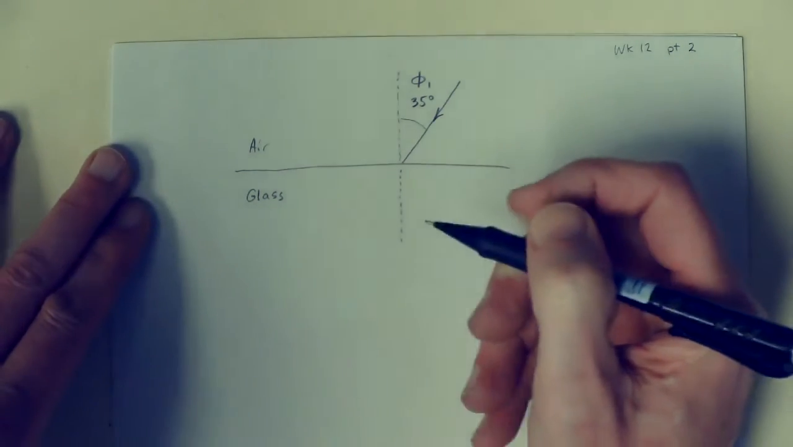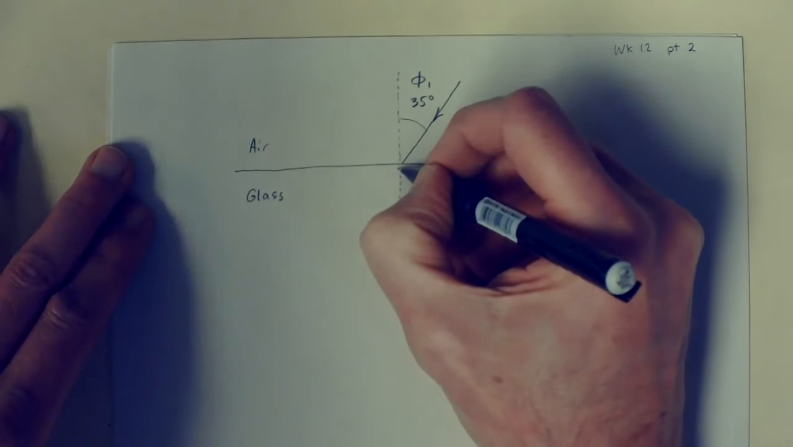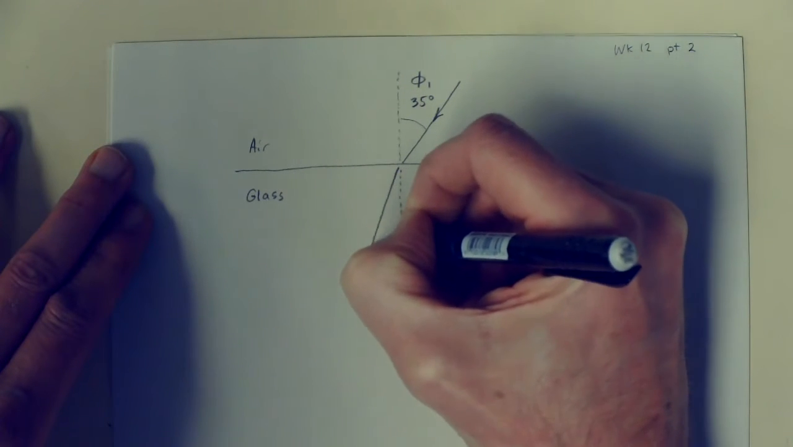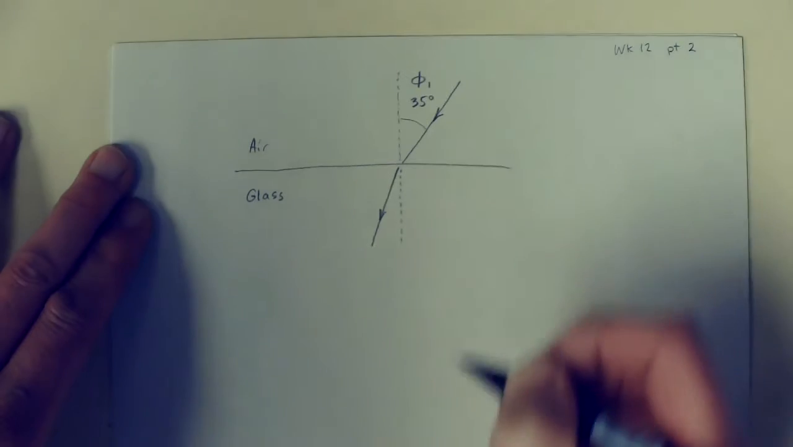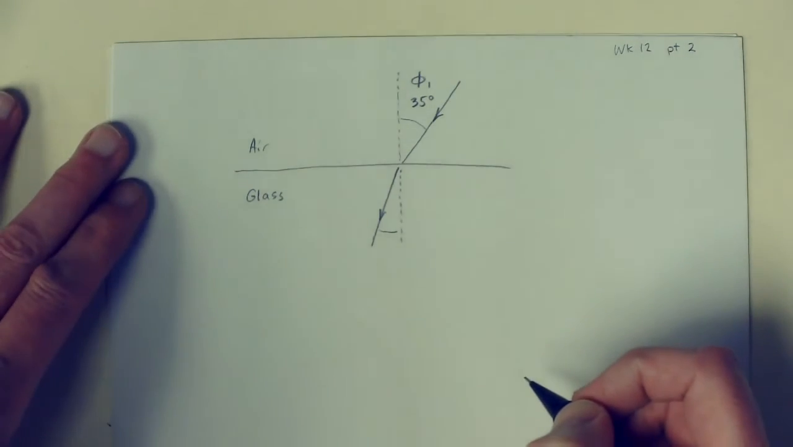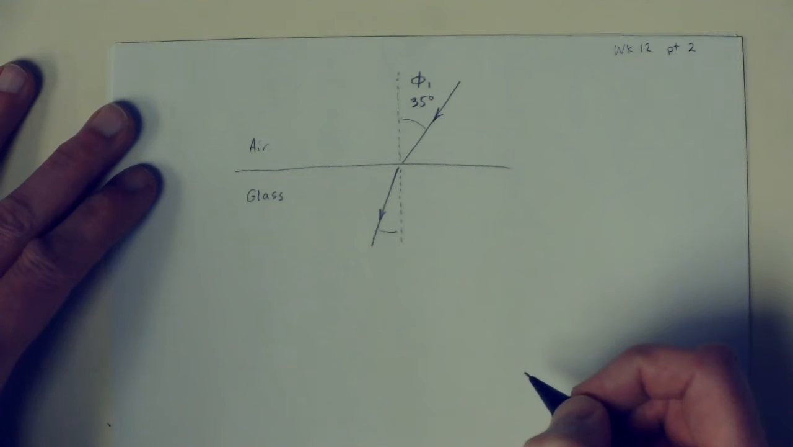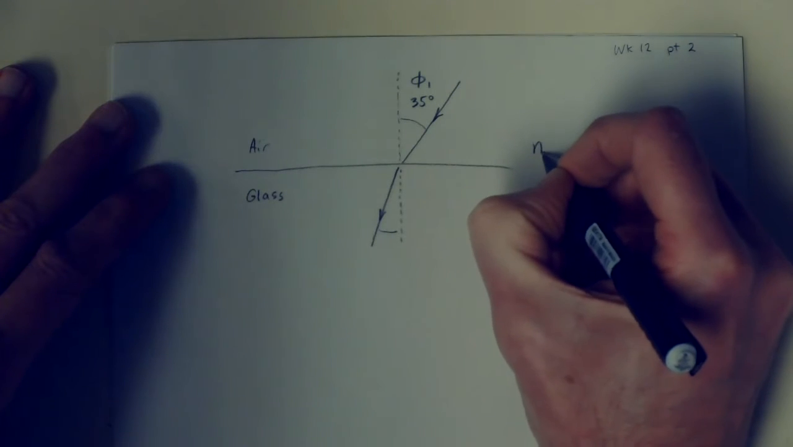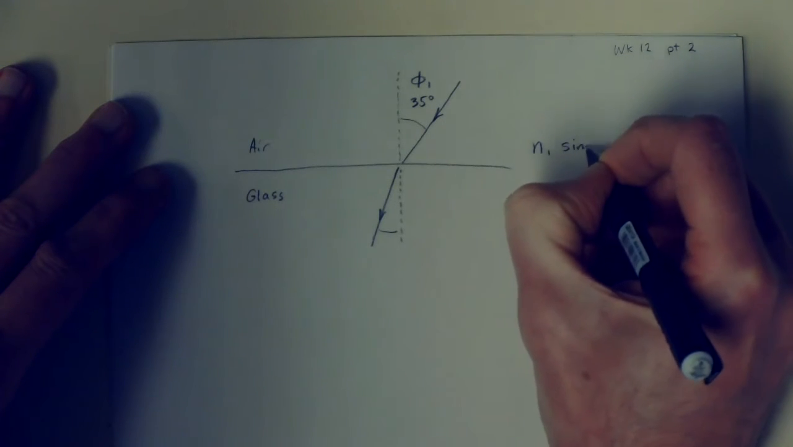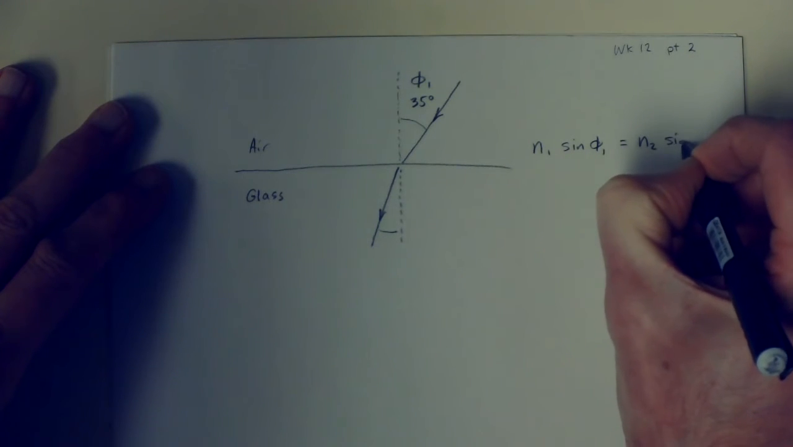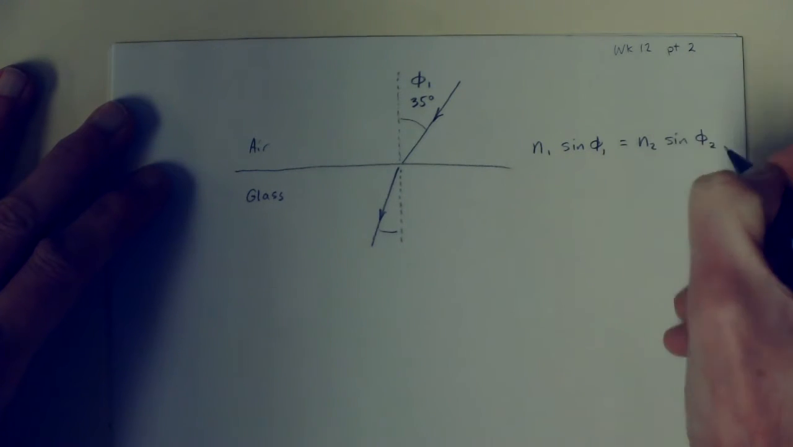Of course, it bends, and from the experiments in class and in lab, you know that it bends toward the normal. So we expect it to come out something like this with an angle that's a little bit smaller than 35 degrees. Snell's law allows us to calculate this. Snell's law, if you recall, is n1 sine phi1 equals n2 sine phi2.